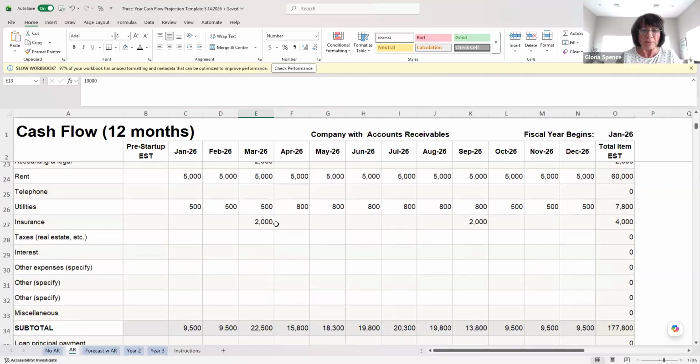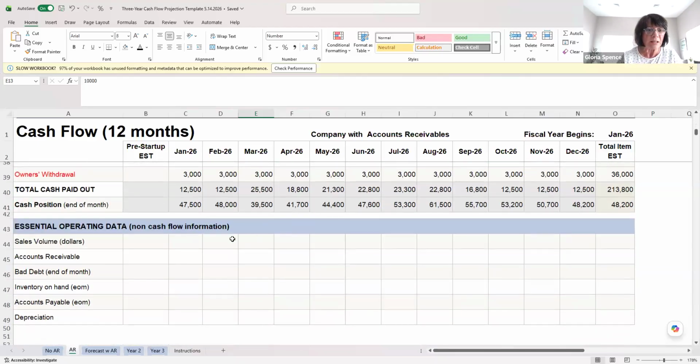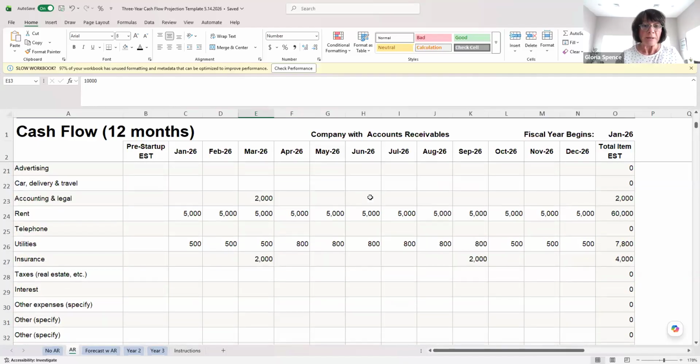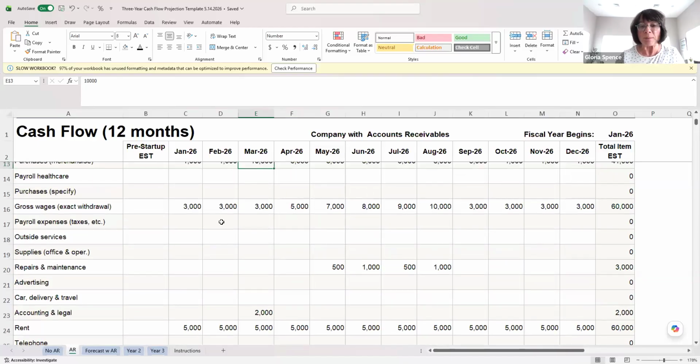What this does to your bottom line in your expenses is it shows that your cash paid out in January is 12,500. In March, it kicks up to 25,500, April 18, 21, 22. So now you know that these are your higher months. Why are they higher? Partly because of your inventory and also because of your wages. You're going to hire more people during your summertime when you're the busiest. So your wages and salaries are going to go up at that point.